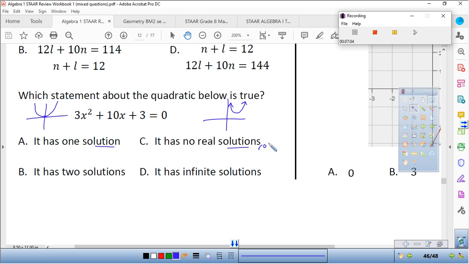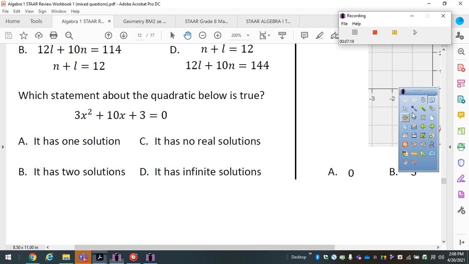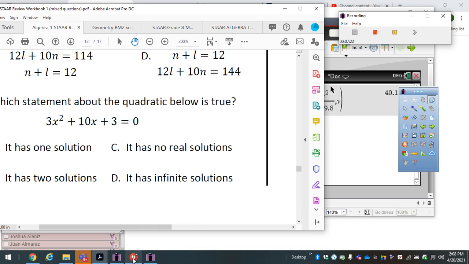Solutions are your roots, your zeros, and you can say your x-intercept. 2 means that it crosses it twice. Infinite can't happen for a quadratic, so that one's just out. We're going to have to actually just graph that one, really easy.